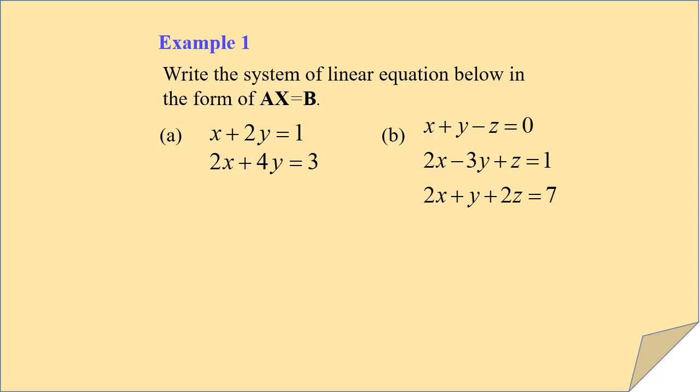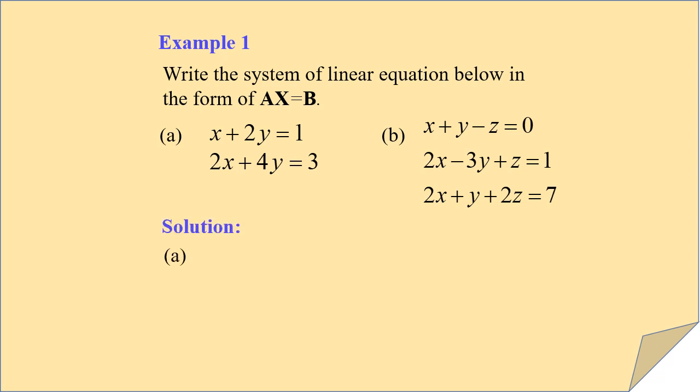Let's do some examples. Write the system of linear equations below in the form of AX equal to B. It will be really easy. You should know how to transform this system of linear equations into matrix form. AX equal to B is the matrix form. So let's do question A.